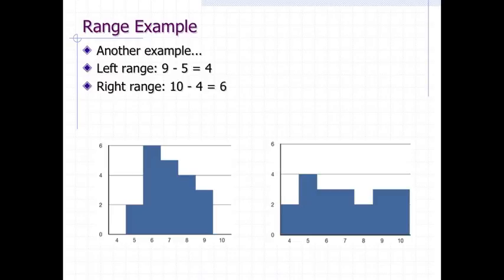Going back to our earlier example of test scores, on the left distribution, the lowest score is 5 and the highest score is 9. Therefore, the range is 4. However, the variability on the right distribution is larger. The lowest score is 4 and the highest score is 10. This makes the range 6.